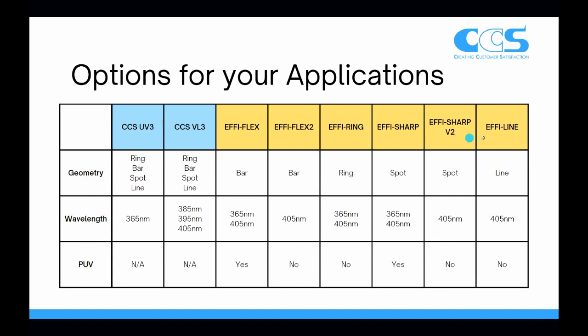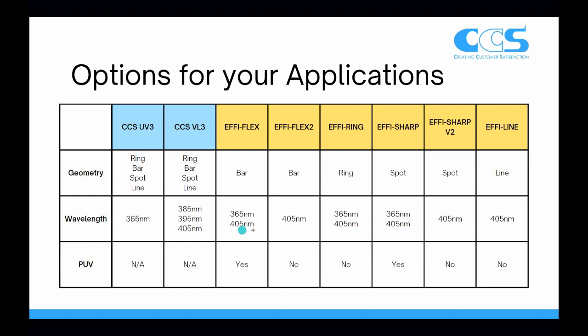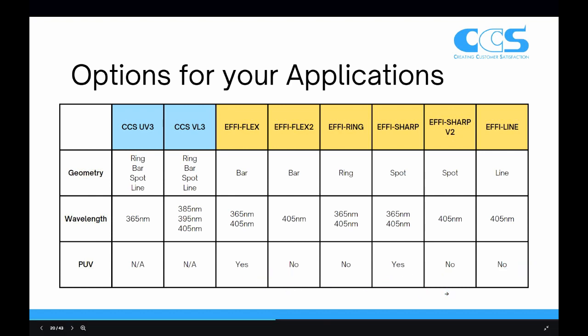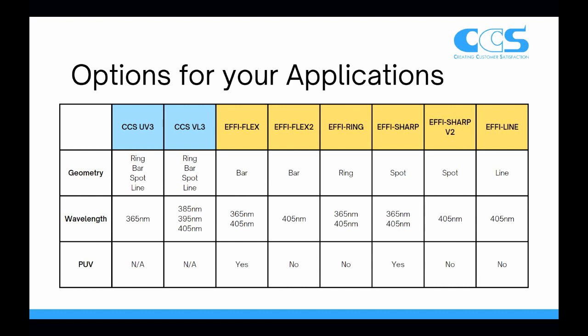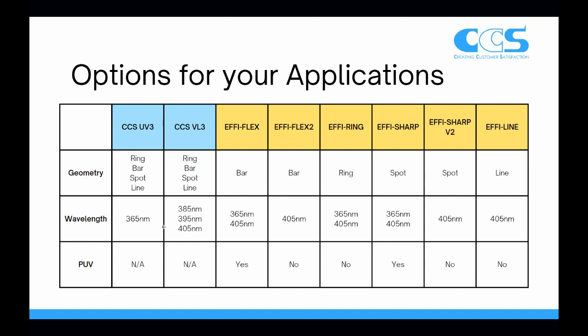With the FE-Lux lines, you can get bar lights, ring lights, spotlights, and a line light. The FE Flex, the FE Ring, and the FE Sharp can come in 365 nanometers, but only the FE Flex and the FE Sharp have the pure UV technology. Otherwise, they all come in 405 nanometers, but none of them have pure UV besides these two. So this is an easy breakdown of what light do I need, what company should I buy it from. If I need a line UV light, will I get the FE line or the CCS line? If you're looking at using a UV light and you're not sure which direction to go, this can be a nice guide for you.